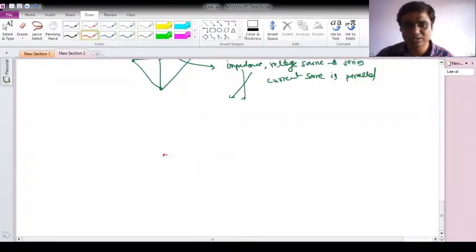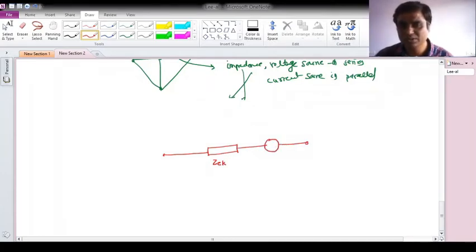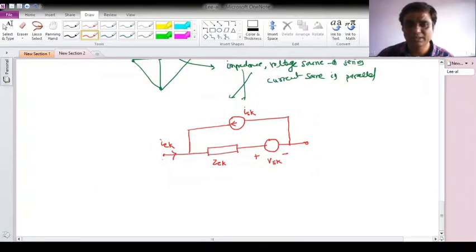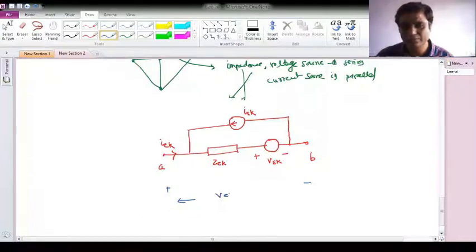Suppose this is my one branch, the kth branch, which consists of, let's say, the impedance ZDK, and then there will be a voltage source in series, which will be like this. Let me call this VSK. Then there is a current source in parallel form, and suppose this is my current direction ISK, and this is basically my element current IK. These are the two node points, and suppose the voltage across it is VEK.